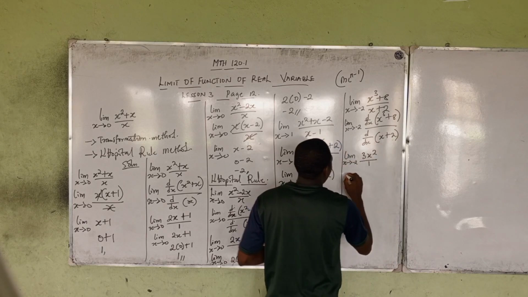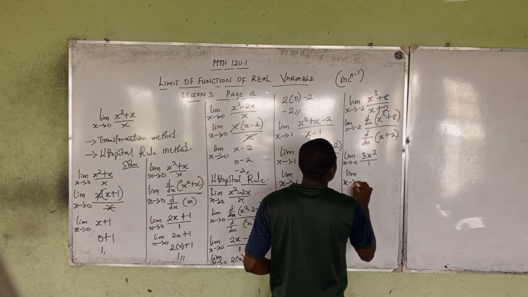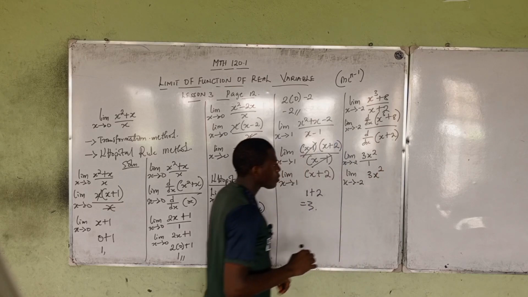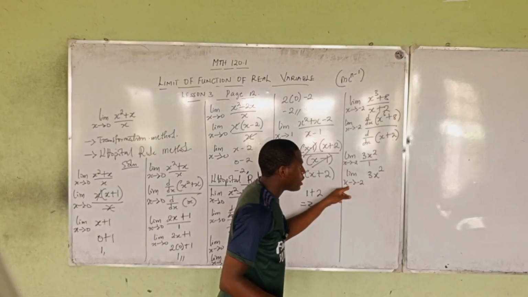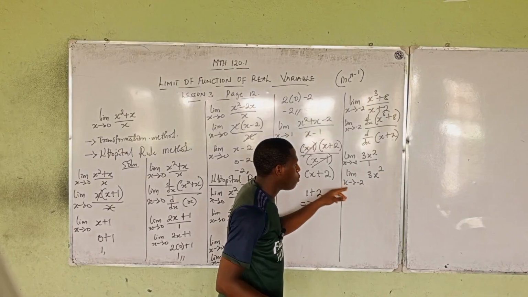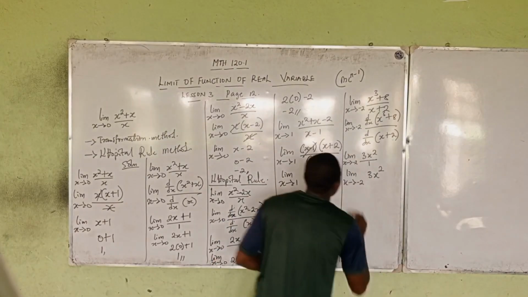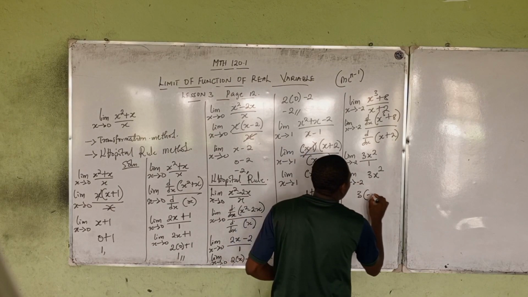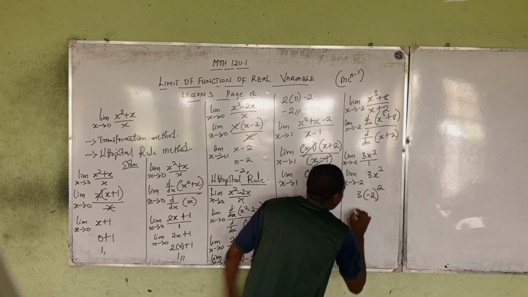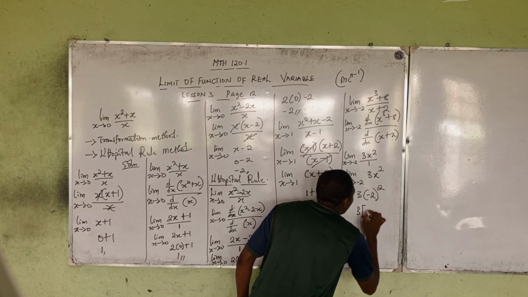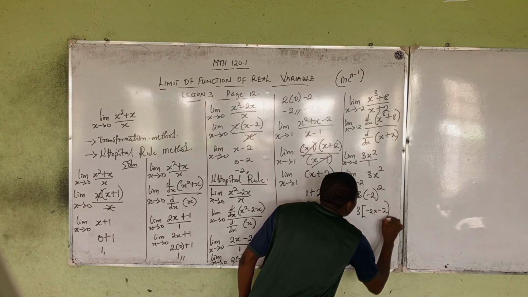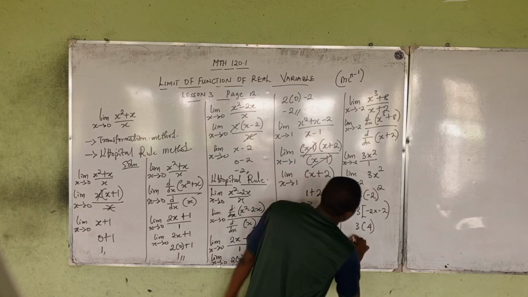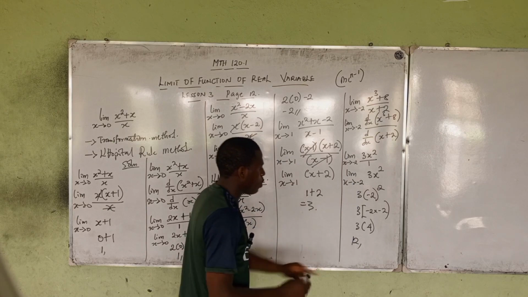So if you do this, you simply arrive at the limit of x tending to minus 2 of the function 3x squared. What is the next thing? Anywhere you see x, what are you putting in? Minus 2. So if you do that, you simply have 3 bracket minus 2 raised to the power of 2. It's simply telling you that you have 3 times minus 2 times minus 2. So if you do this, you simply have 3 bracket 4. Now 3 times 4 is 12.